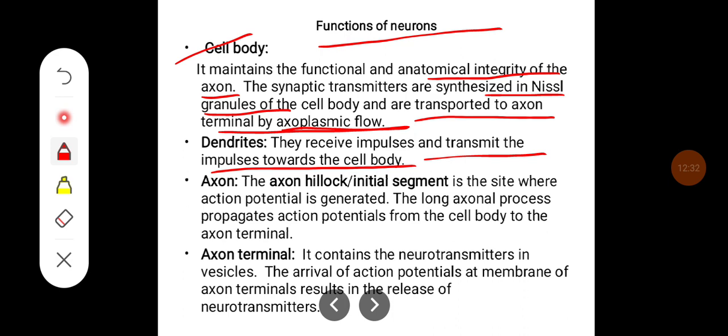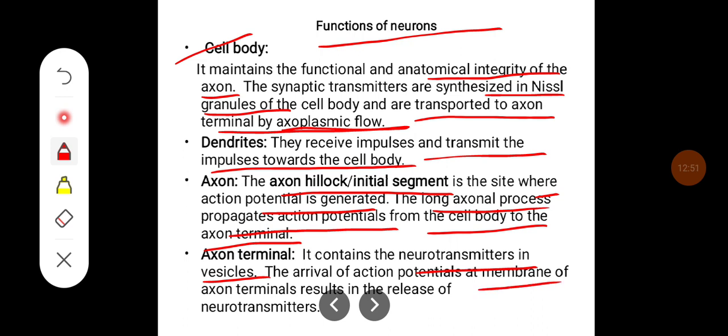The axon hillock, or initial segment, is the site where the action potential is generated. The long axonal process propagates the action potential from the cell body to the axon terminal. The axon terminal contains the neurotransmitter in vesicles. The arrival of the action potential at the membrane of the axon terminal results in the release of these neurotransmitters.